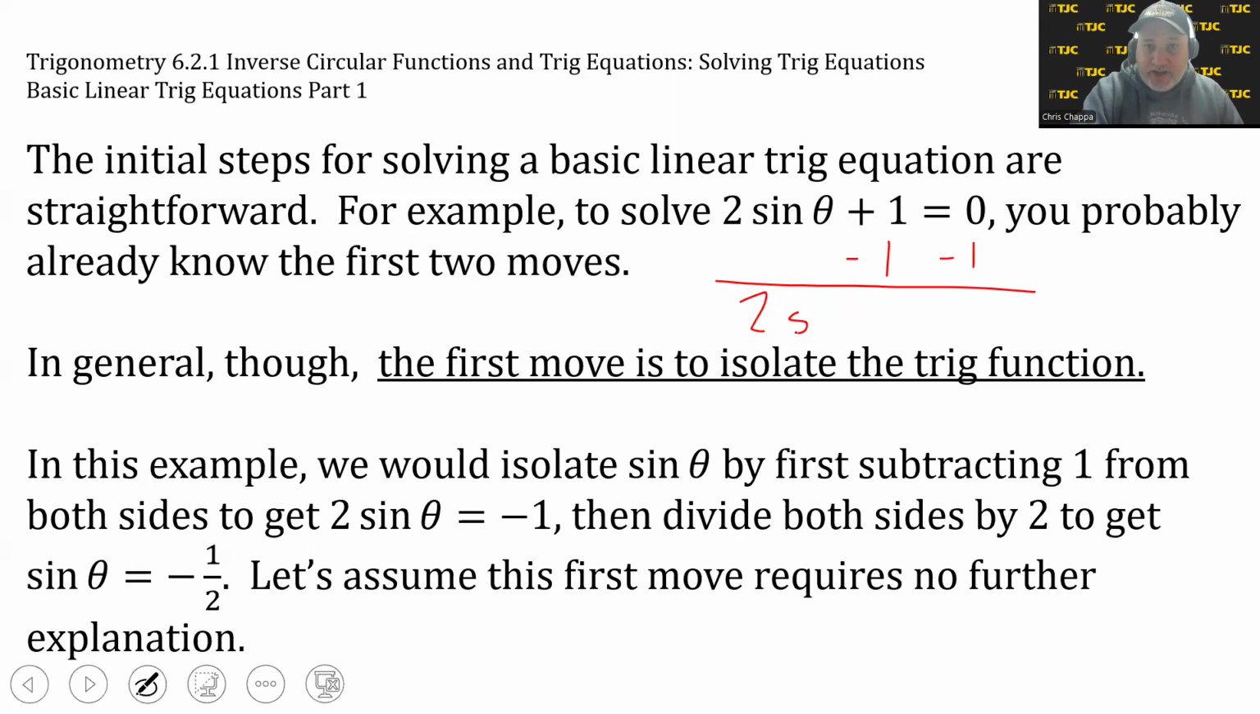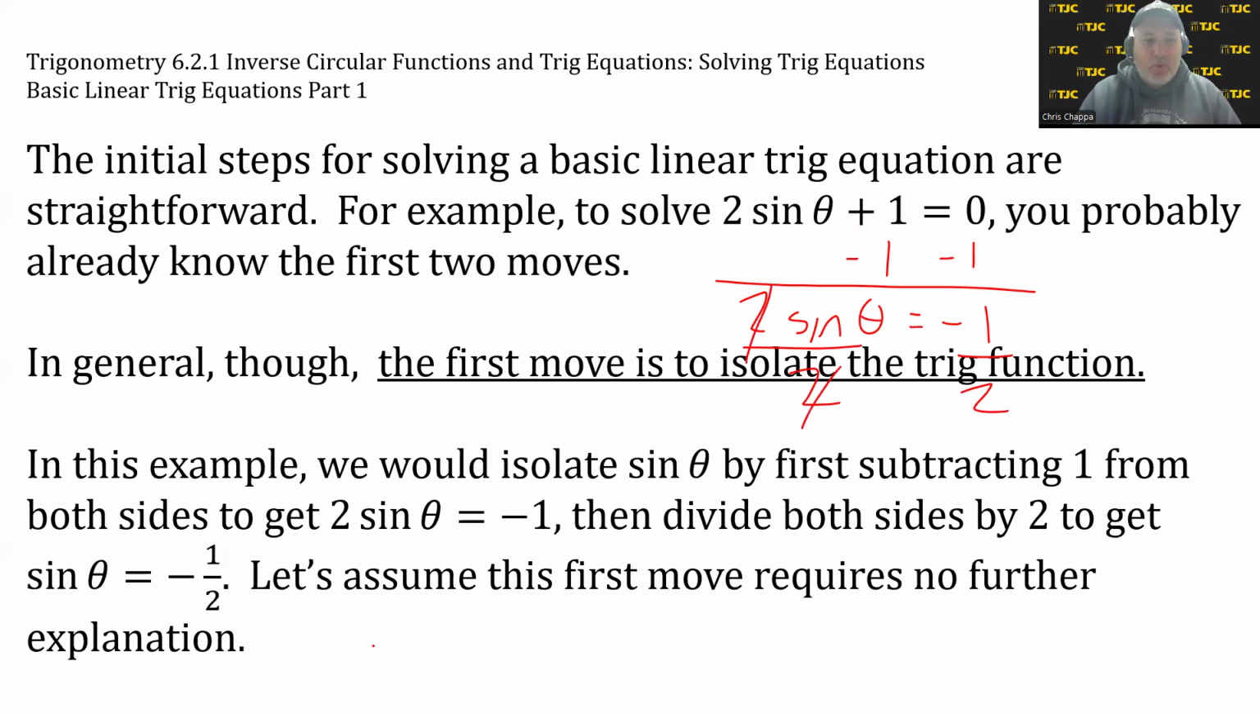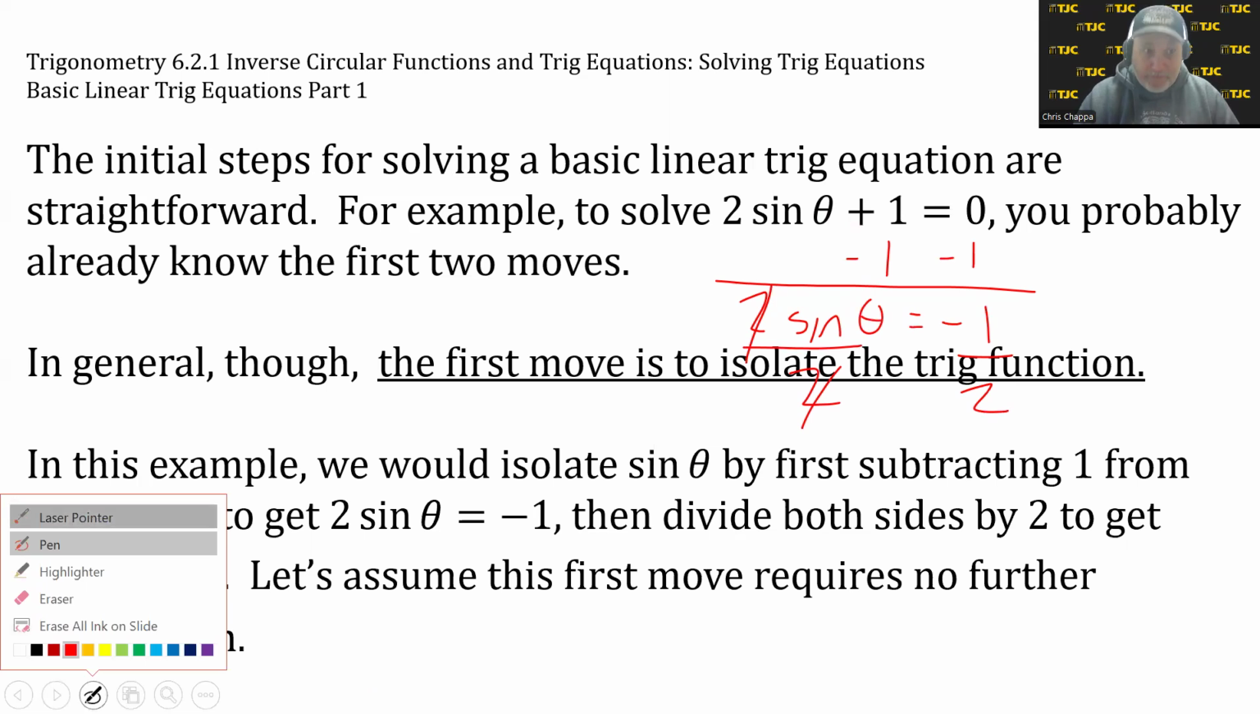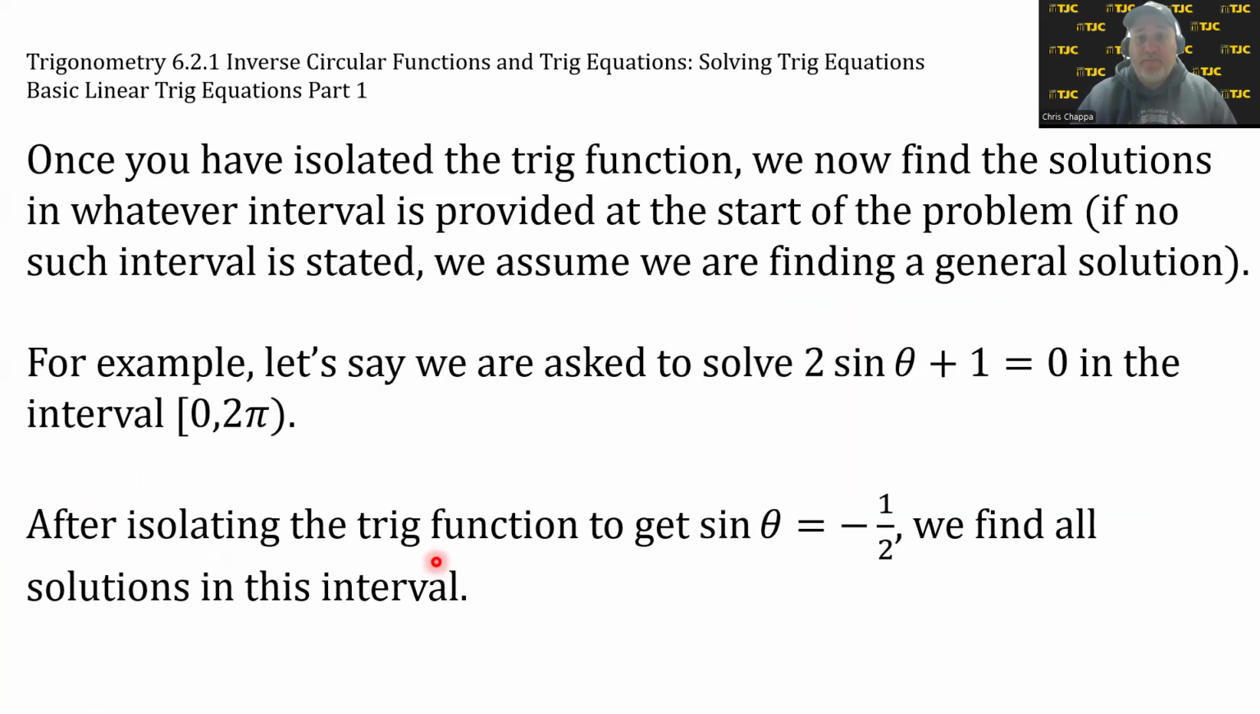Subtract 1 from both sides and get 2 sine theta equals negative 1. That gets me closer to having the sine by itself, but then we would divide both sides by 2, and we would end up getting sine of theta equals negative 1/2. Let's assume this first move requires no further explanation because the moves are basic algebraic moves.